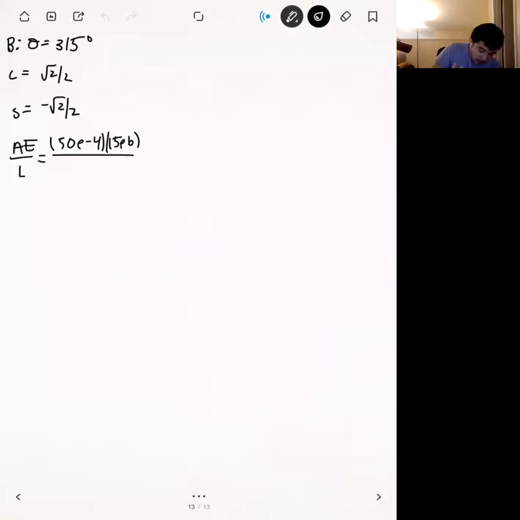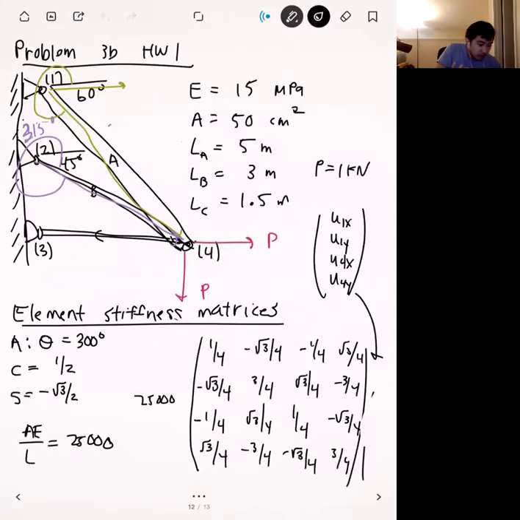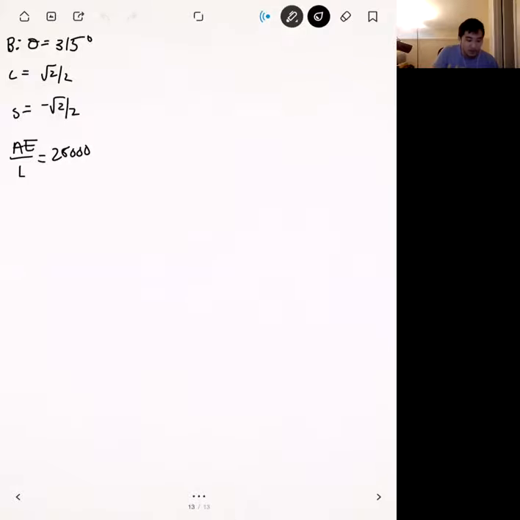And so that's, oh, did I mess up? I think I messed up on the previous one. Okay, let me compute this first. So this is 50 E minus 4 times 15 E6 divided by 3. Okay, so I messed up the previous one because this right here is 25,000. And so this one over here should be 15,000. So that was my bad. See, there's lots of places where you can make mistakes on these problems.